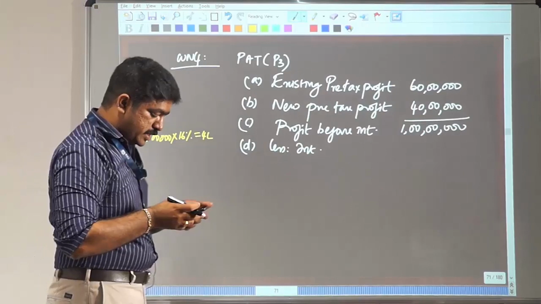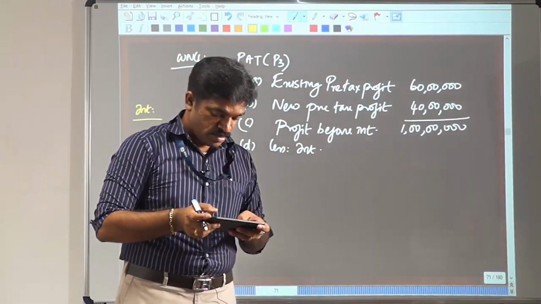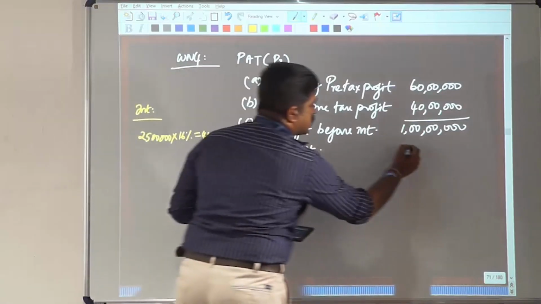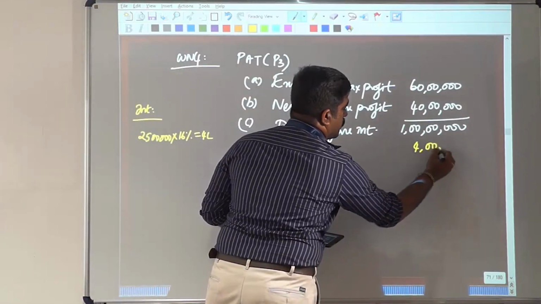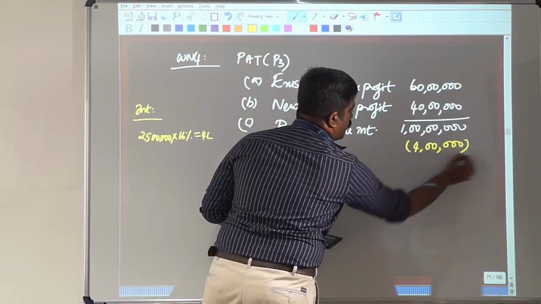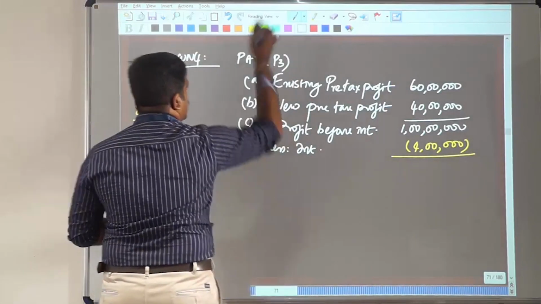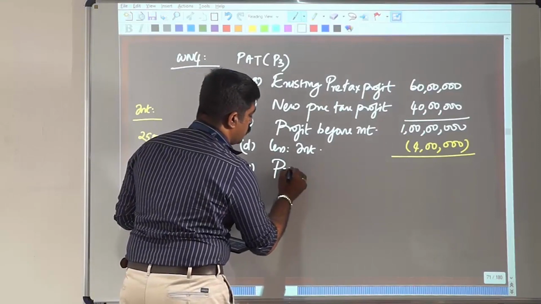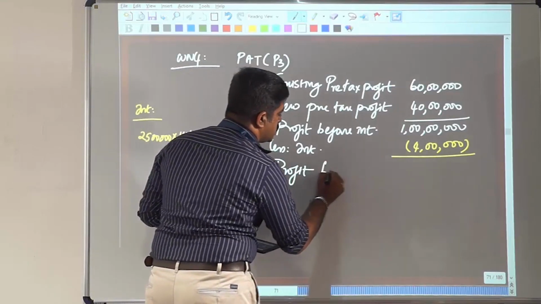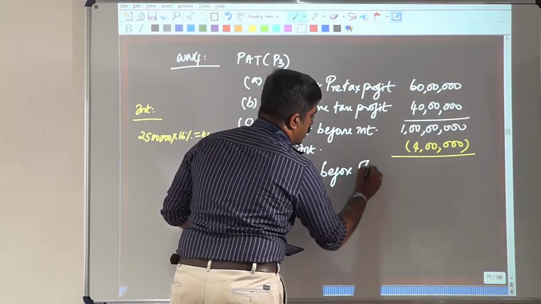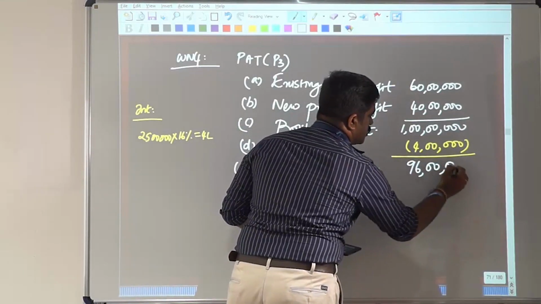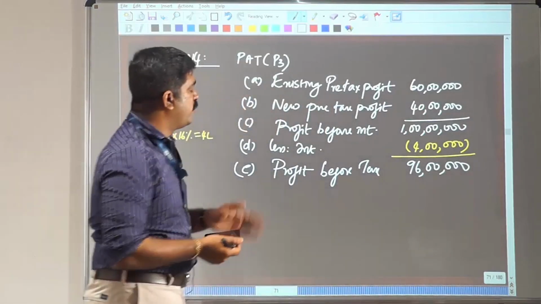So it is going to be 4 lakhs. Okay. Let me cross check. Is it 4 lakhs? Yeah, it is 4 lakhs. So interest is 4 lakhs. Let us subtract that. So what we have here is 96 lakh, and let me use the term correctly. It is profit before tax. It is going to be 96 lakh.